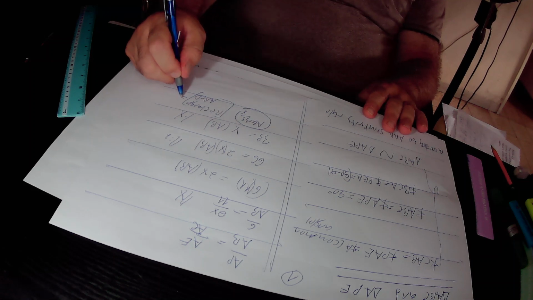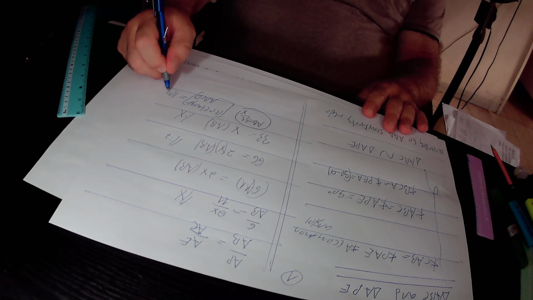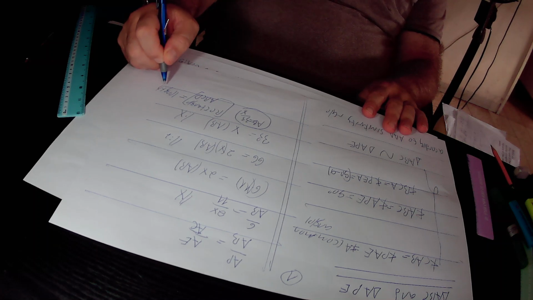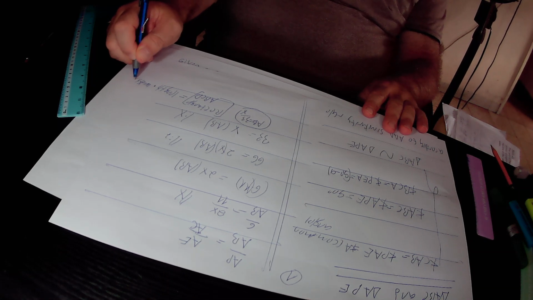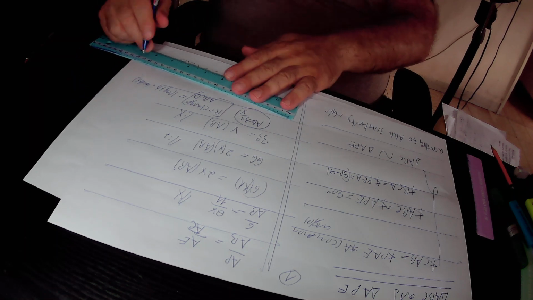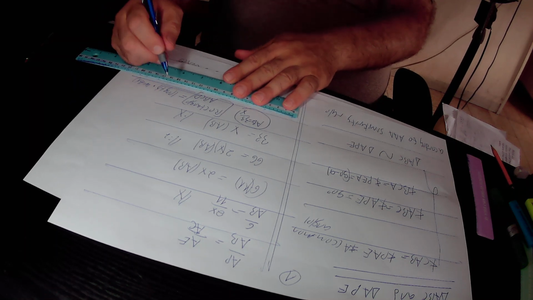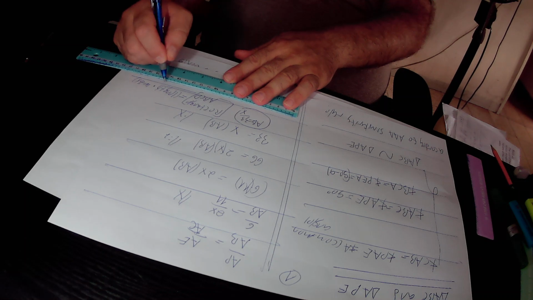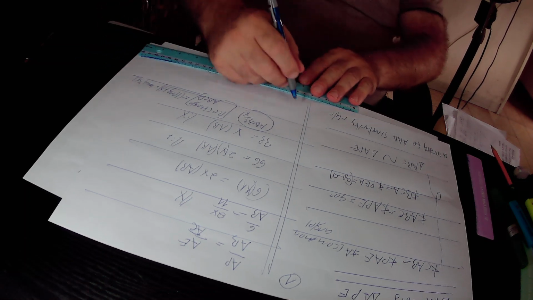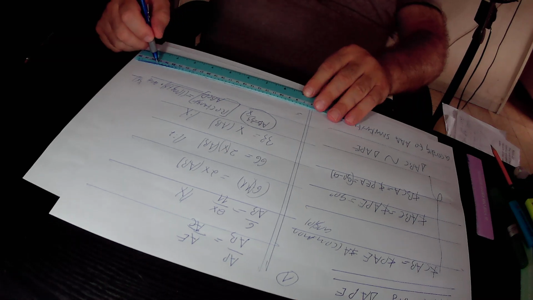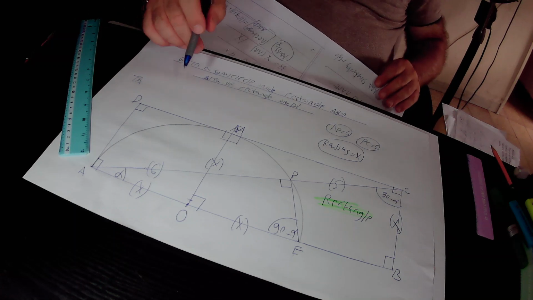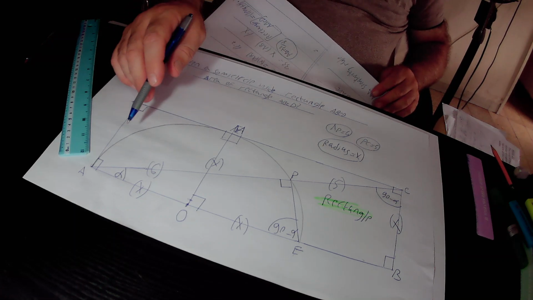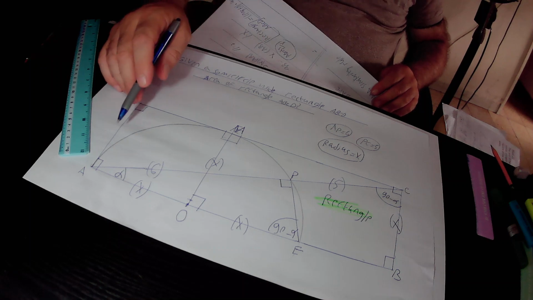Actually we know that the area of a rectangle equals the length of the rectangle times the width. Repeat again. We know that the area of a rectangle equals the length of the rectangle times the width. And therefore, the area of this rectangle ABCD must be equal to the length of the rectangle ABCD times the width.